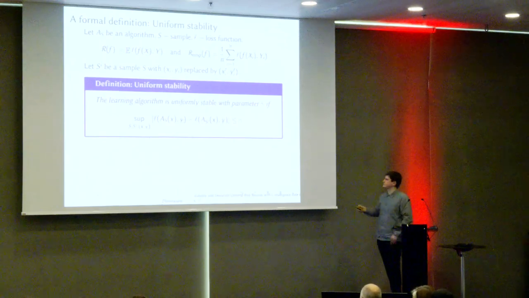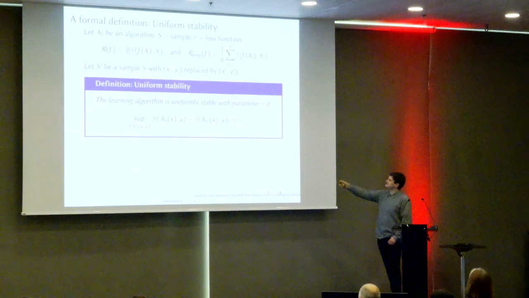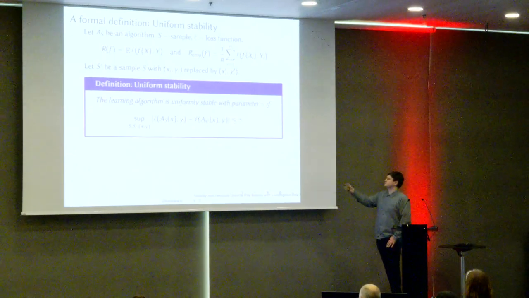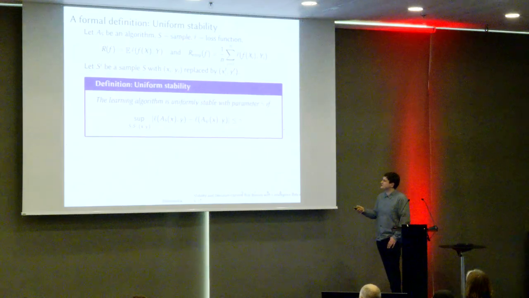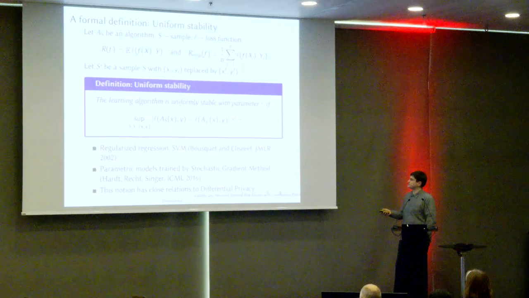So I change one sample, but test on the same xi pair, and it doesn't change much. It changes by at most gamma for any sample with a change point and any test point xi. So there are some good examples.